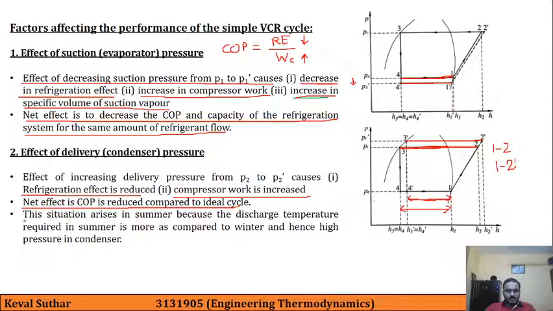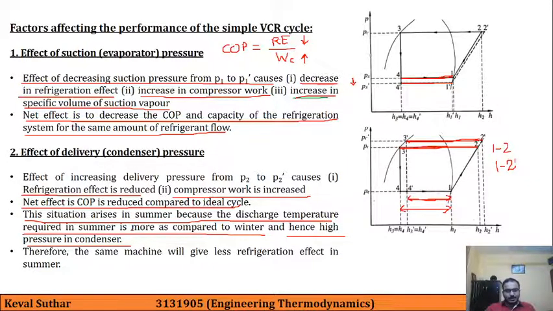Now this situation arises in summer because the discharge temperature required in summer is more as compared to winter, and hence the pressure of condenser is also high. So in summer this is the discharge part. So here temperature is more in case of summer, so condenser pressure also increases. So in summer the COP of the same refrigerator will be lesser than that in winter. So the same is written here, therefore the same machine will give less refrigeration effect in summer.